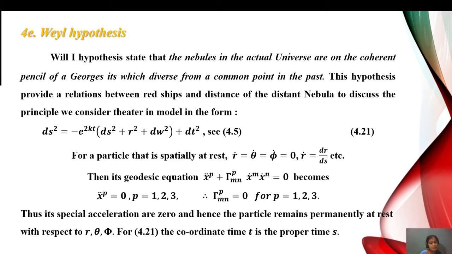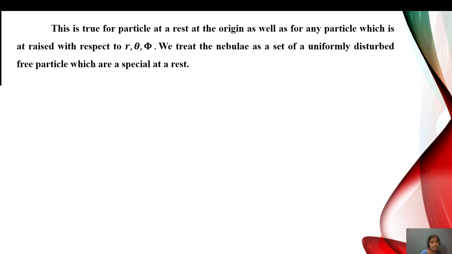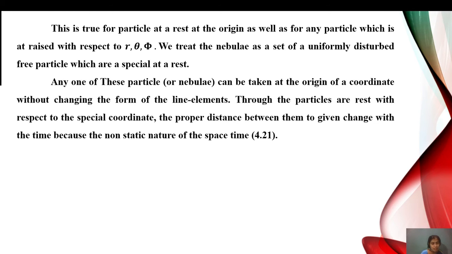Thus there is zero spatial acceleration, and hence the particle remains permanently at rest with respect to r, theta and phi. The coordinate time t is the proper time with respect to s. This is true for the particle at rest at the origin as well as for any particle at rest with respect to r, theta and phi. We treat the nebulae as uniformly distributed free particles. Any one of these particles, or nebulae, can be taken at the origin of the coordinates without changing the form of the line element.